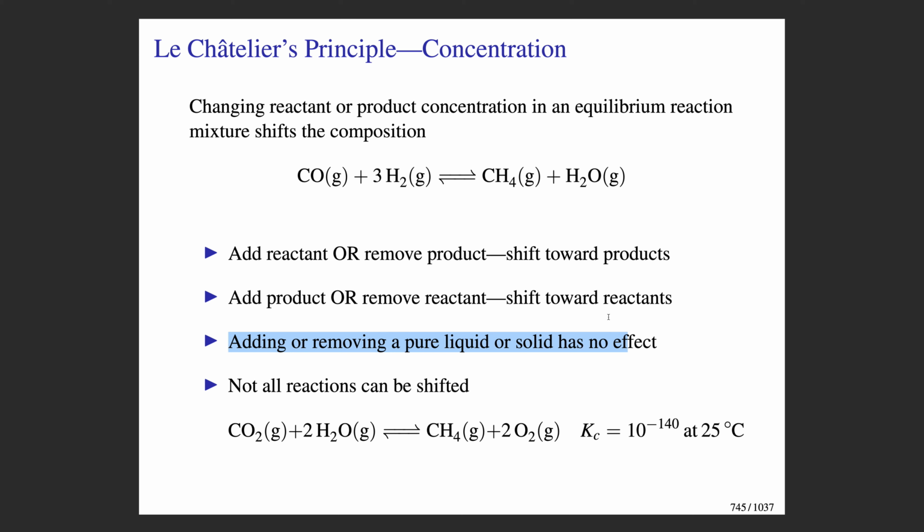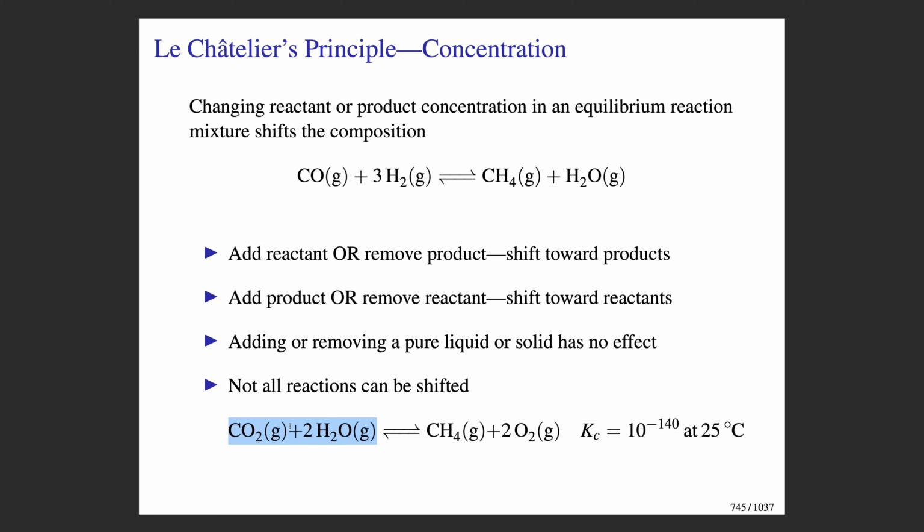I also wanted to point out that there's a limit to how much you can push a reaction around. What I have here is the reverse of a combustion reaction. Here we're burning methane. If you go the other way, you're burning methane and oxygen to produce CO2 and hydrogen. If you imagine turning the reaction around, this reaction has a very small equilibrium constant, which means at equilibrium you have almost exclusively, essentially you have only reactants.